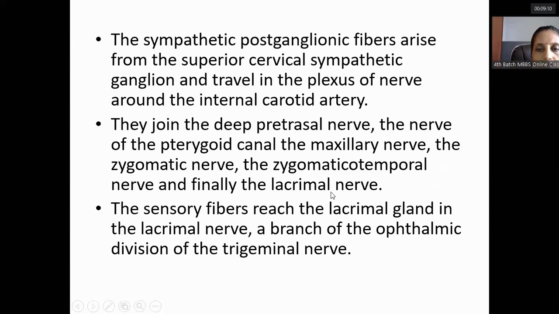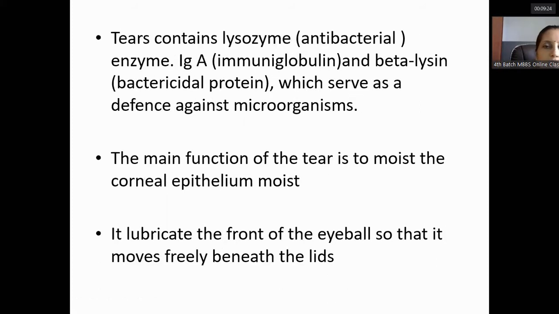The sensory fibers reach the lacrimal gland in the lacrimal nerve, a branch of the ophthalmic division of the trigeminal nerve. So sensory fibers are carried by the trigeminal nerve. What is the content of the secretions of the lacrimal gland? It contains the aqueous tear, which contains lysozyme, an antibacterial enzyme, immunoglobulin A, and beta-lysin, a bactericidal protein, which serve as the defense against microorganisms.